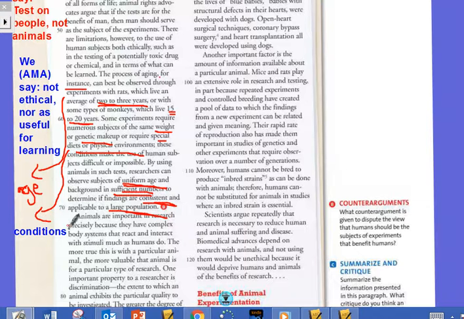"Animals are important in research precisely because they have complex body systems that react and interact with stimuli much as humans do. The more true this is with a particular animal, the more valuable that animal is for a particular type of research. One important property to a researcher is discrimination, the extent to which an animal exhibits the particular quality to be investigated. The greater the degree," let me move this up.